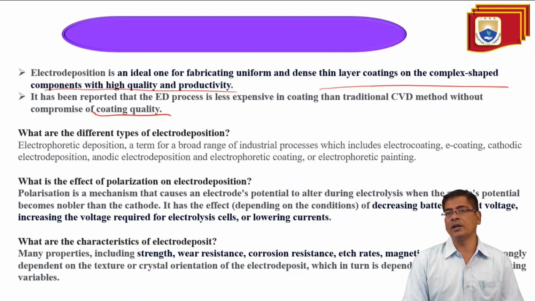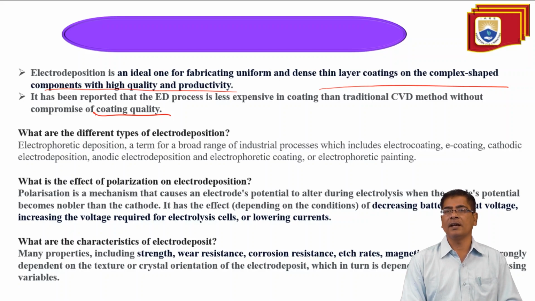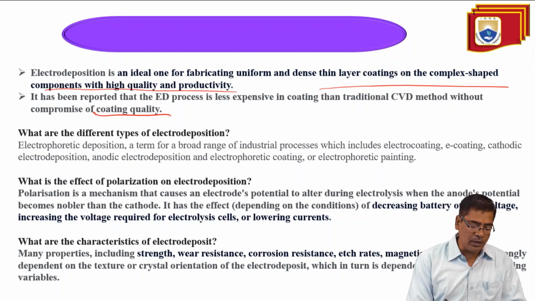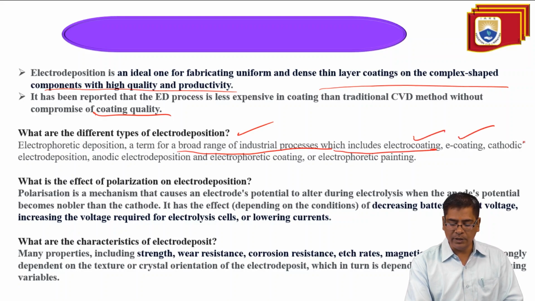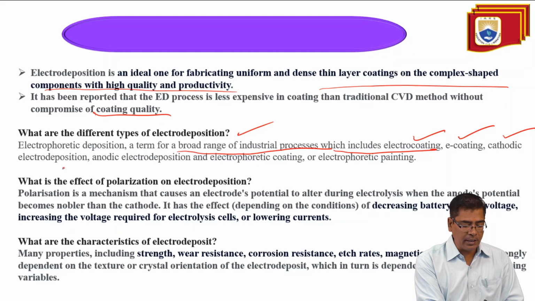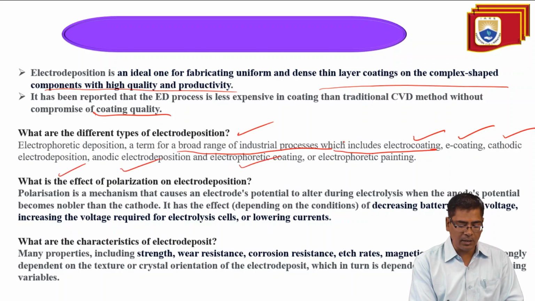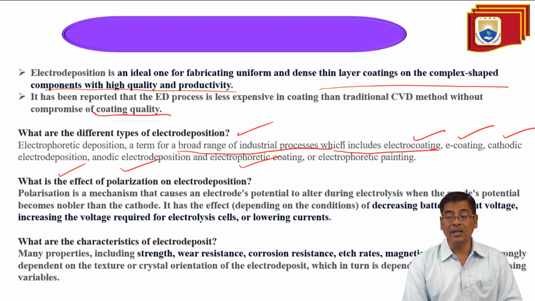So what are the different types of electrodeposition? Electrodeposition, electrophoretic deposition, is a term for a broad range of industrial purposes, which includes electrocoating, e-coating, cathodic electrodeposition, anodic electrodeposition, and electrophoretic coatings or electrophoretic paintings, right? So these are the different types of electrodeposition.